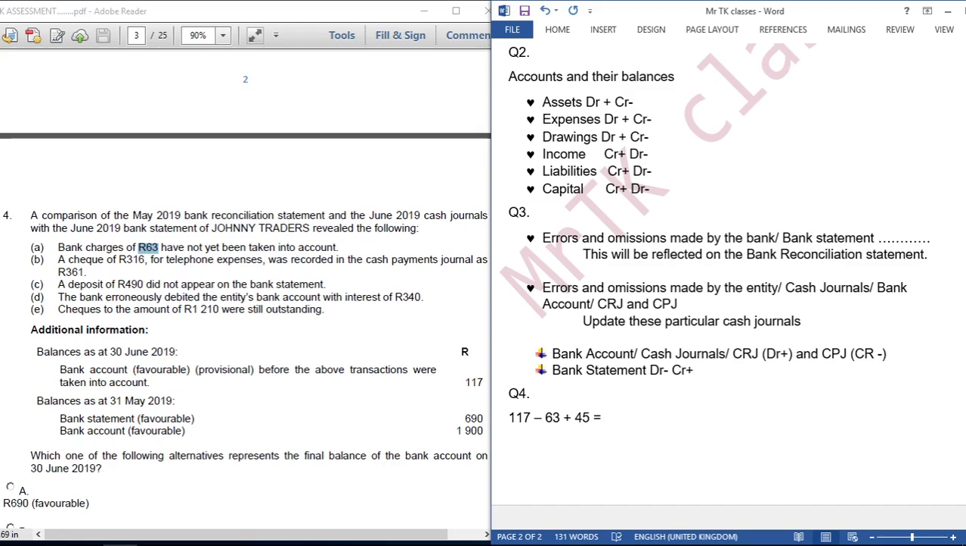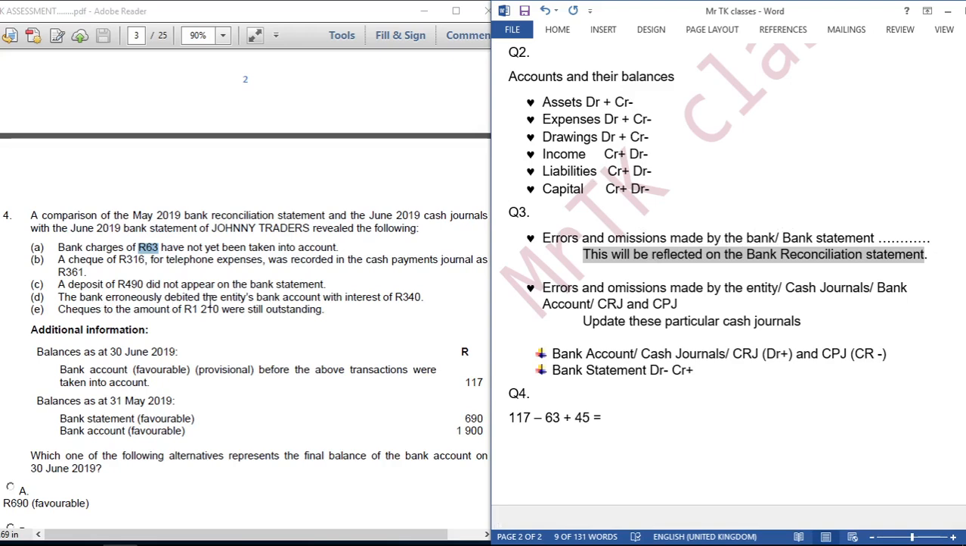Let's look at C to E. A deposit of 490 did not appear on the bank statement. It did not appear on the bank statement, so it should be reflected on the bank reconciliation statement. It doesn't come if we don't correct the bank account balance. The bank erroneously debited. Who did that? The bank, right? It's an error made by the bank.